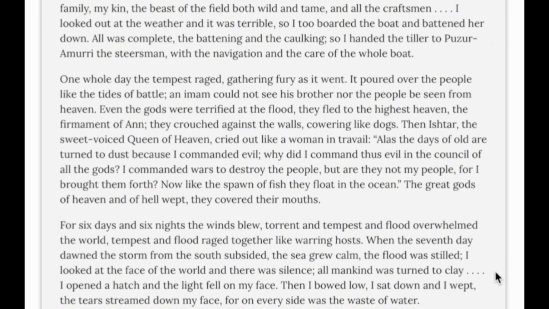Good. Now, like the spawn of fish, they float in the ocean. What does spawn mean there? Do you have any idea? I think it means like the children. Yeah, like the little ones. Yeah. Any questions about that paragraph?